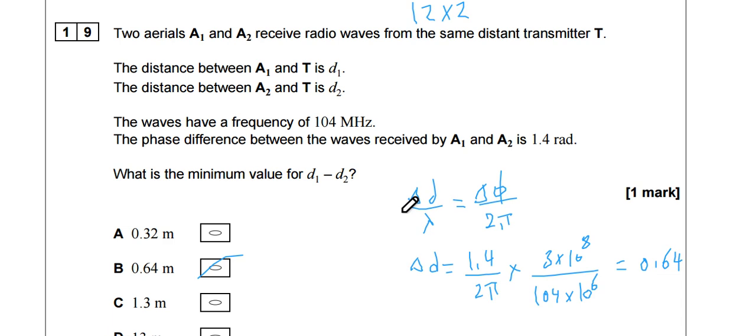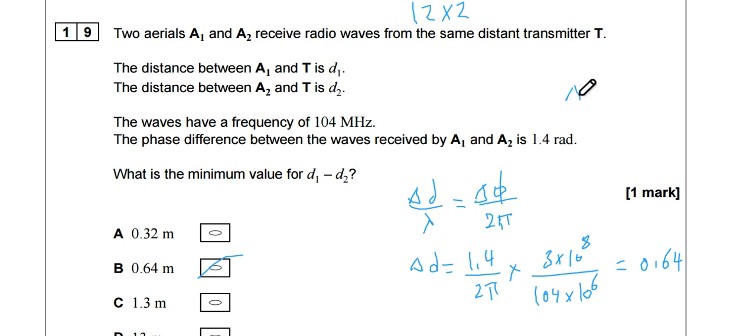So the minimum value between D1 and D2 is delta D, and delta D with respect to wavelength is the same as delta phi, the phase difference, with respect to 2 pi. This ratio is equal to this ratio because there is a relation of how to change path difference to phase difference and vice versa.